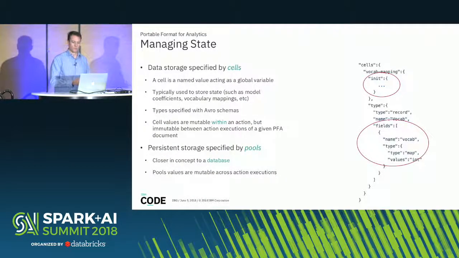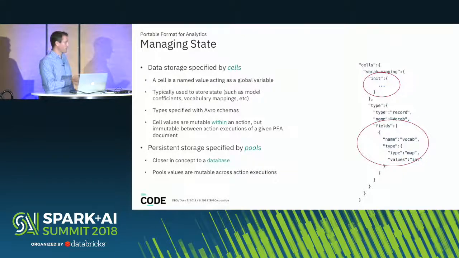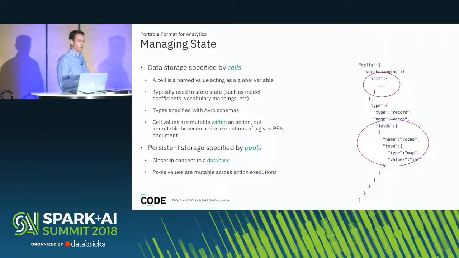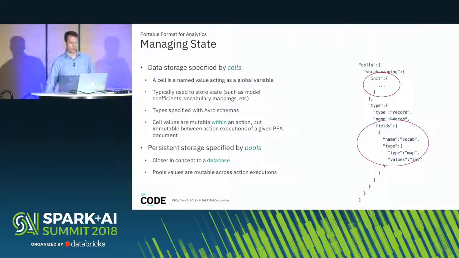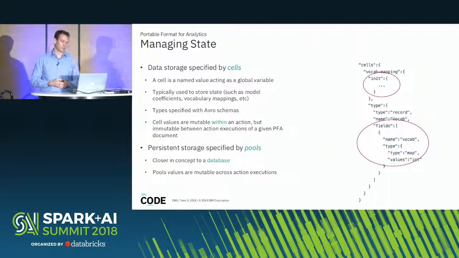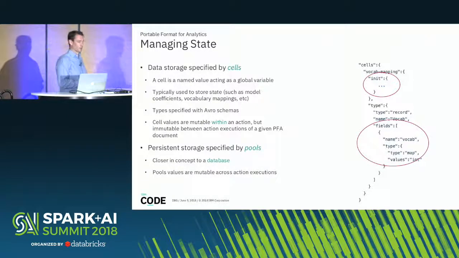One of the things that are important in machine learning models and data transformations is state. Many transformers and models have some state, whether it's model coefficients or a mapping of categorical features to indices, etc. And PFA handles this by having something called cells. We specify a cell, which is effectively a named value that is a sort of global variable. And we store, in this case, a mapping from a vocabulary of categorical features or strings to indexes in a vector. This would be used for categorical feature encoding or vectorization of text, for example.